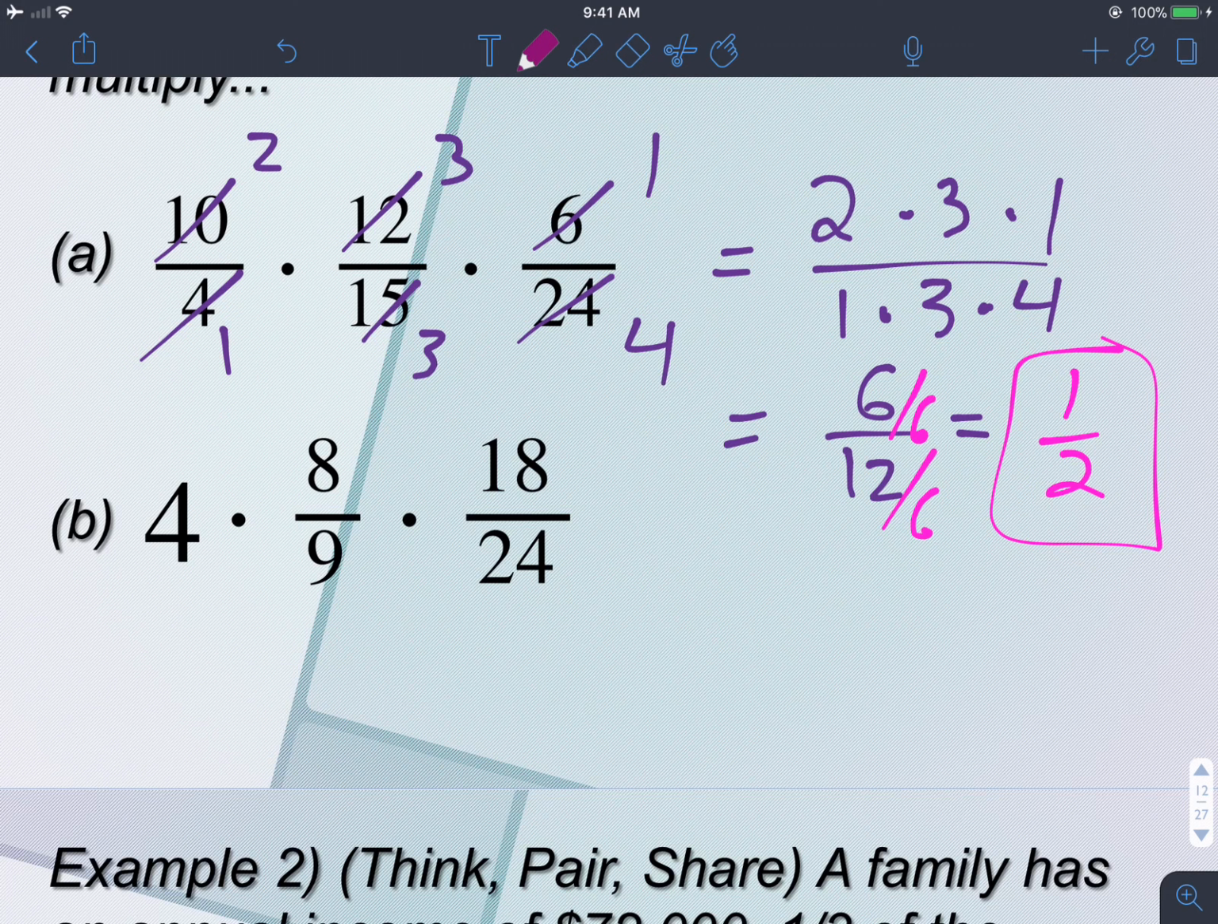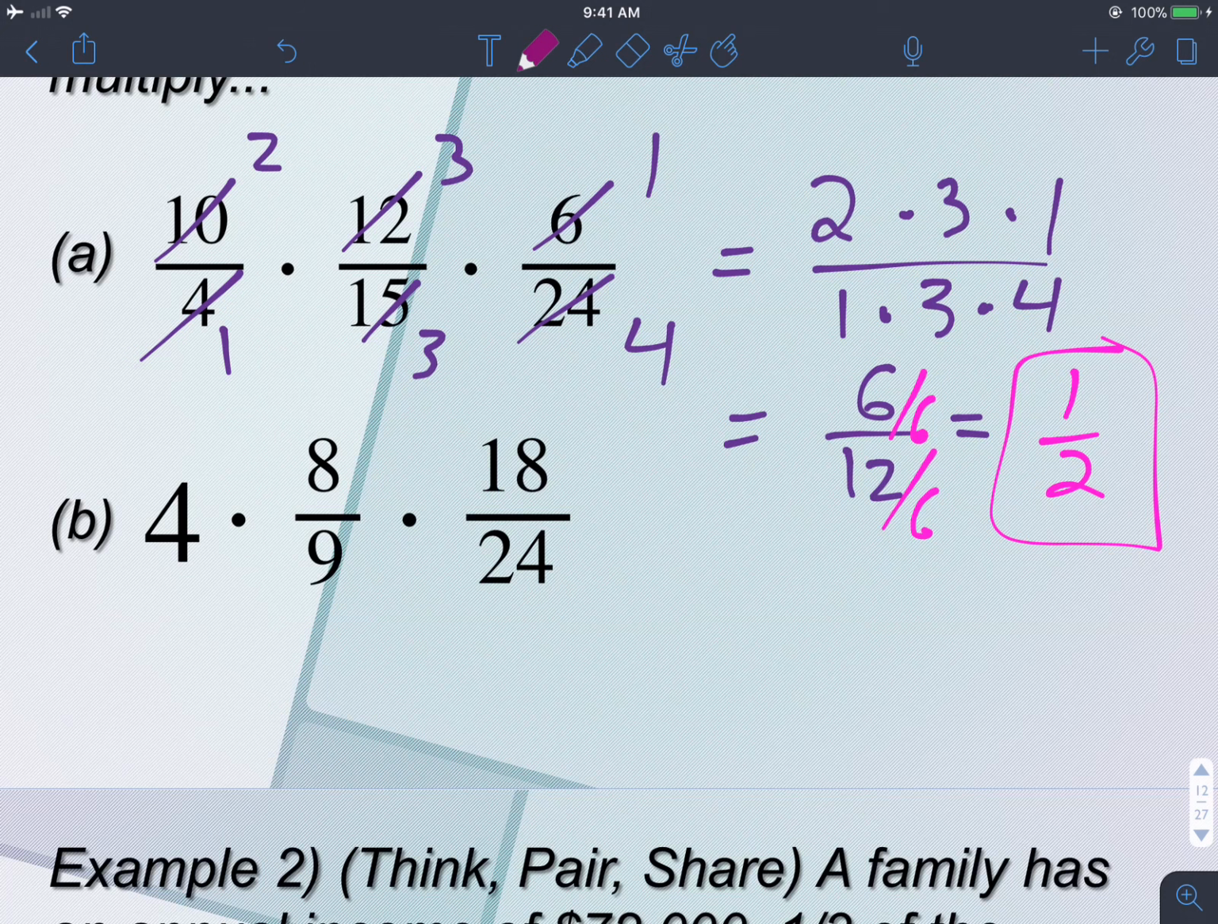It's not easy when you first see it. Part of the reason why it's difficult, because there's like 3 or 4 different ways to do it. You should get 1/2 no matter what you do.